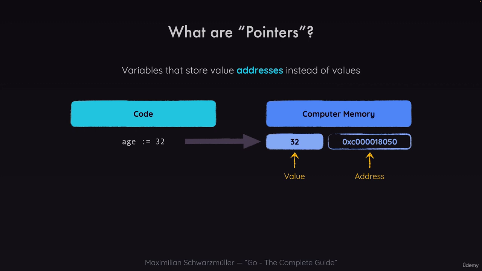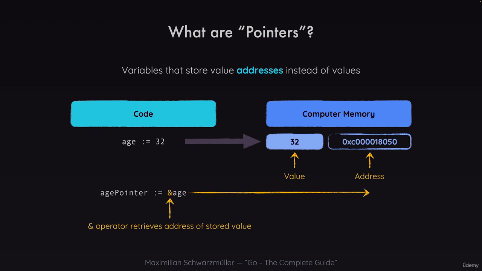And every value you use in Go is, at least for a short period of time, stored somewhere in your computer's memory. Now, a pointer then is a variable where you don't store a value, but where you instead use this special ampersand operator, a single ampersand symbol, to get and store the address of a value instead of the value itself. So now age pointer would contain the address as a value.